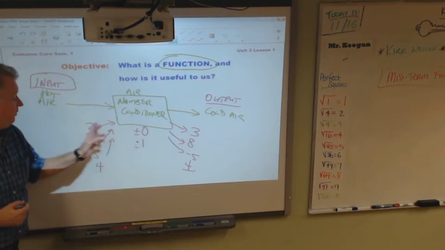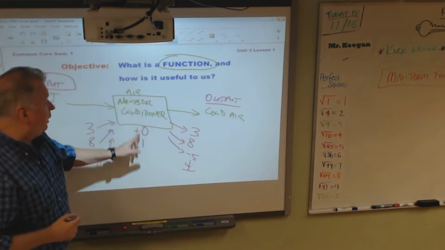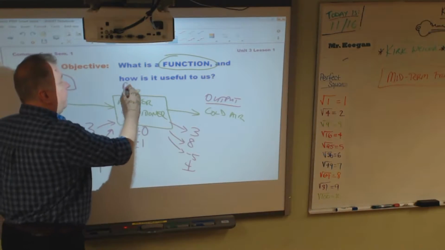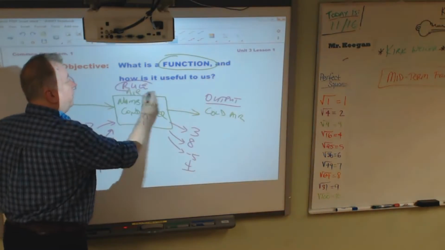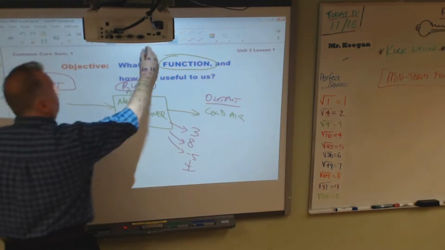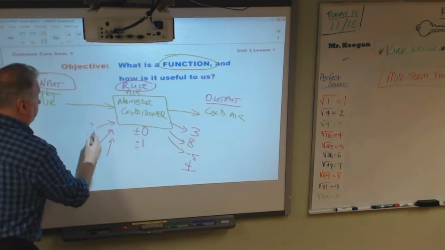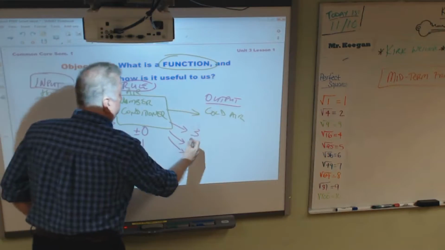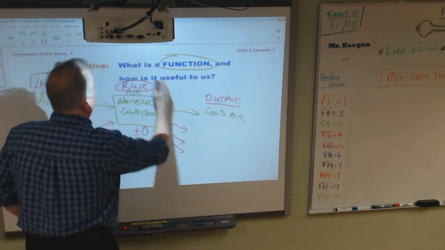So by examining the inputs and the outputs, we can figure out what the rule is, okay? Every function has a rule. That's what it's doing to the number once it comes in, okay? All right, let's look at the second one. They get a little tougher as we move on here. I mean, nothing really crazy.